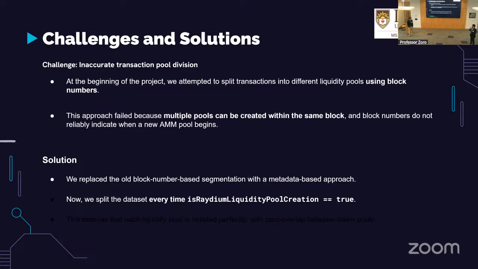But now going into the challenges of this solution. First, when we started this project, we had to classify the transactions into different liquidity pools because different liquidity pools had completely separate, independent influence and manipulations. Initially, we decided to separate the transactions by the block number, but that turned out to be not correct. We found out the right way to divide the transactions would be looking at the Raydium liquidity pool creation flag. And if it's true, that's where our threshold was for classifying the transactions into the different blocks.